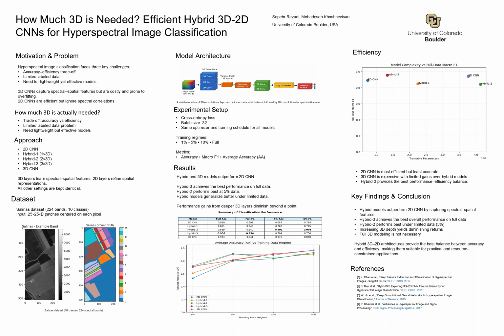Now let's look at the results. On full data, Hybrid 3 achieves the best performance, with about 95.6% accuracy and 95.3 macro F1. This is slightly better than the full 3D CNN. So we already see that full 3D is not necessary.